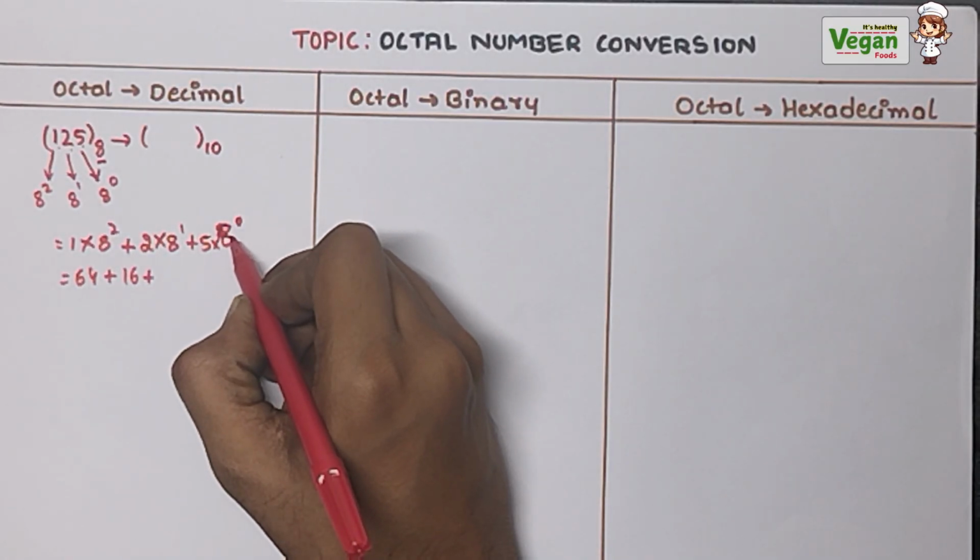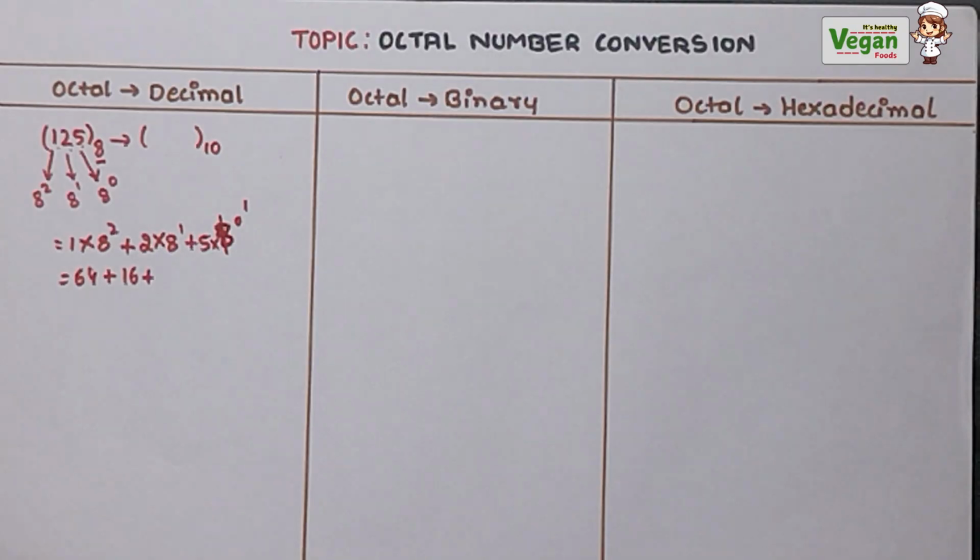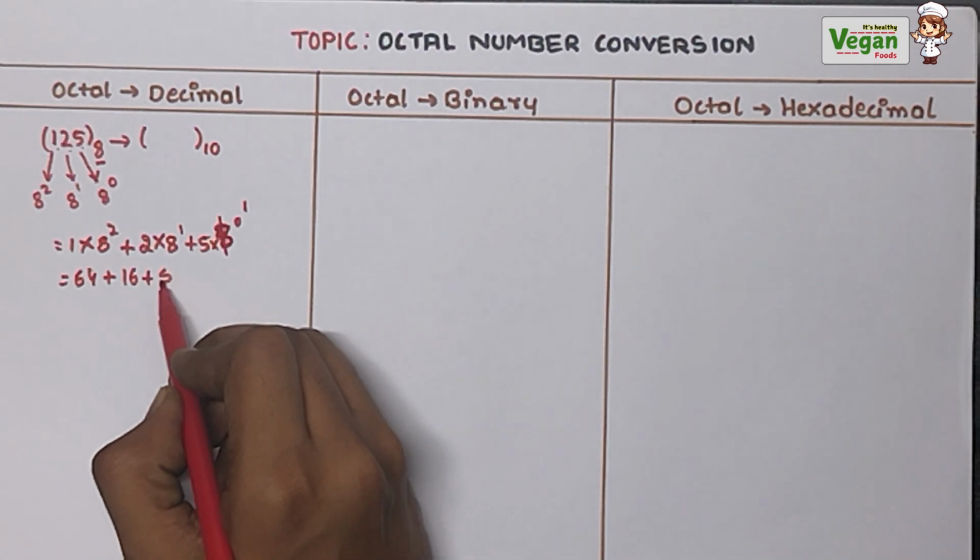What will be the value of 8 power 0? 8 power 0 value will be 1. Whatever the value having the power 0, its value will be 1. 2 power 0 will be 1, 16 power 0 will be 1, like that. So 1 into 5 is 5.